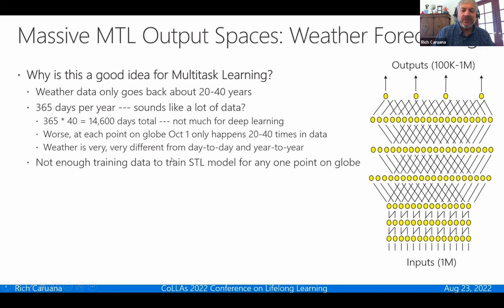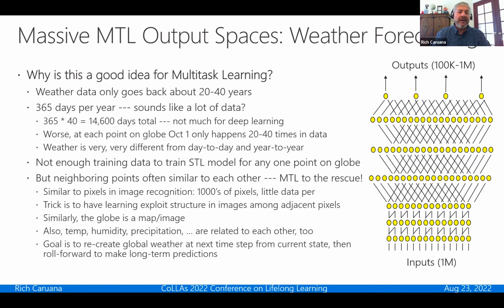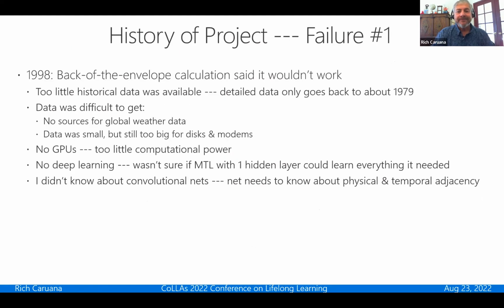So you don't have enough data really to train a single task model on any one point in the globe and for any one variable like temperature, but you might be able to do this with multitask learning. So the adjacency of these points is really important, and the adjacency of the points in time is also important. And then the hope that these variables are all strongly related to each other, because weather is a complex multivariable physical phenomenon. The hope is that it's the similarity of all of these things that would make multitask learning suddenly work.